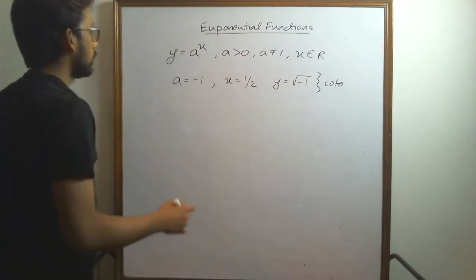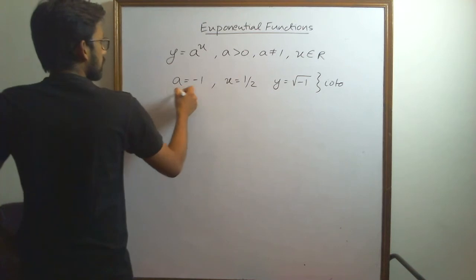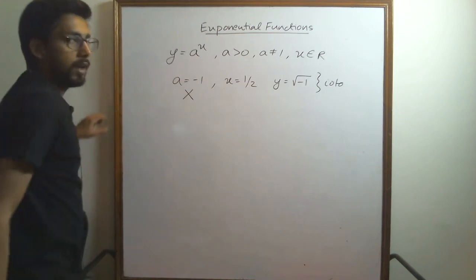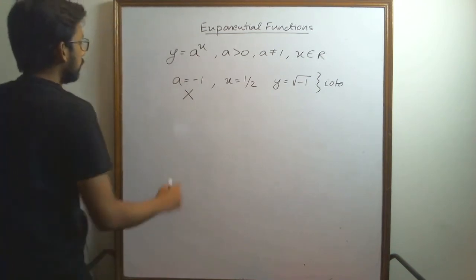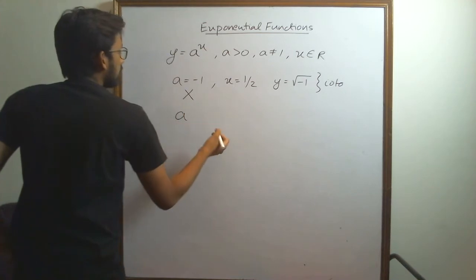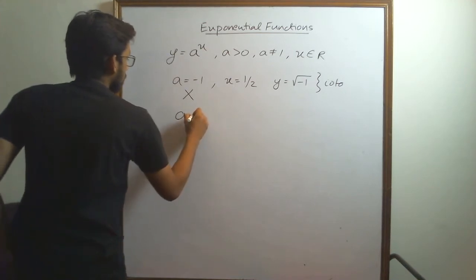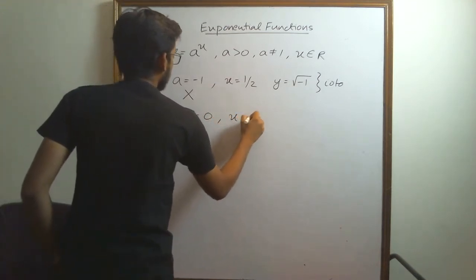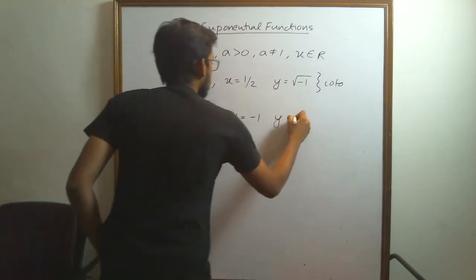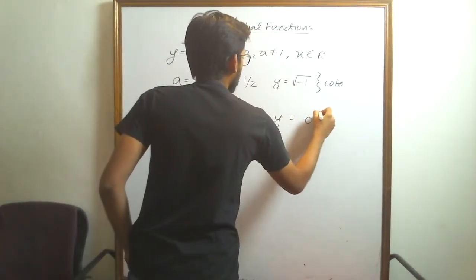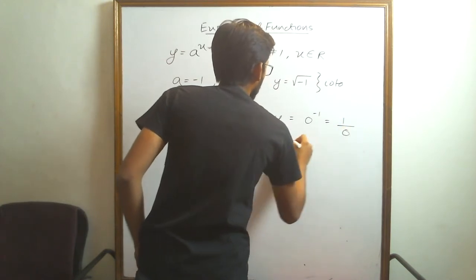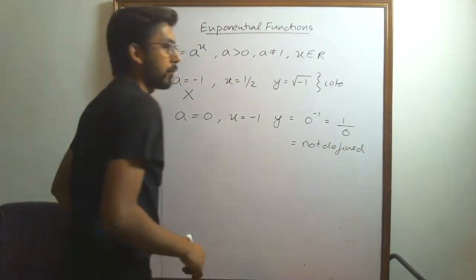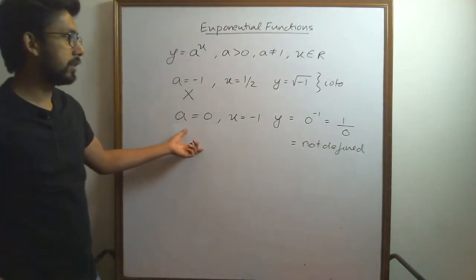That's why we want to eliminate those cases which make this a problem, and that's why we do not take a as negative. Let's move to why a is not taken to be equal to 0. We do not include 0. So suppose a is equal to 0 and I say x is equal to minus 1, then y is equal to 0 to the power minus 1, which is 1 upon 0, which is in fact not defined. So again this is causing us a problem and we do not take this to be in our domain.